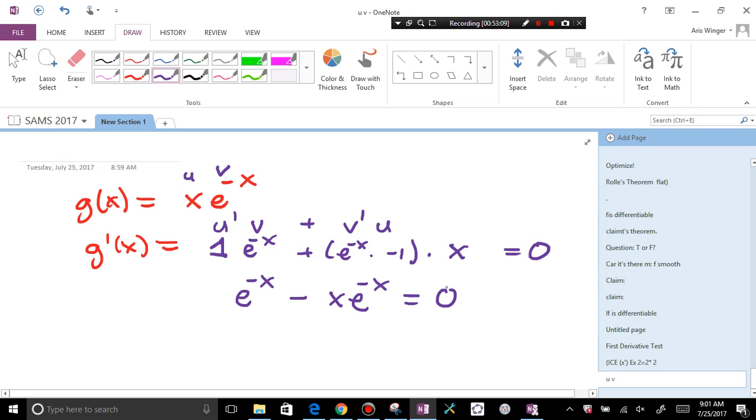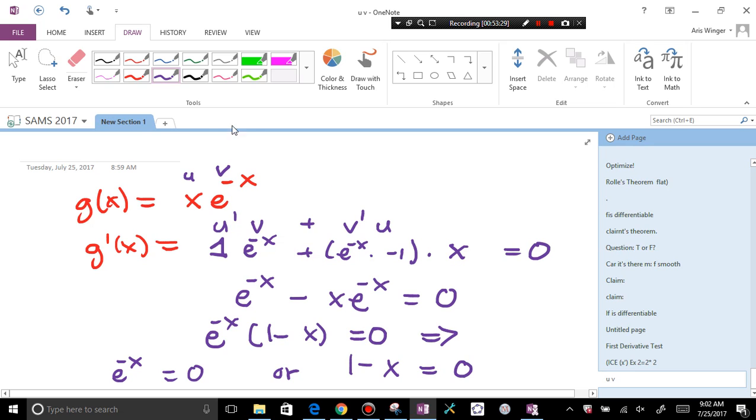And here's where people get terrified and all this other stuff, right? So factor. e to the minus x times 1 minus x is 0. And this implies that either e to the minus x is 0 or 1 minus x is 0. And of course, we'll remark that this is not possible. And so x is equal to 1.